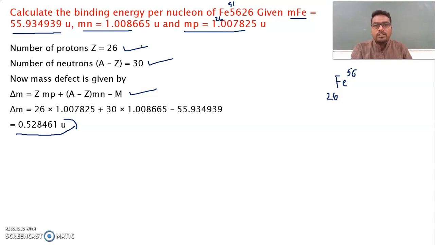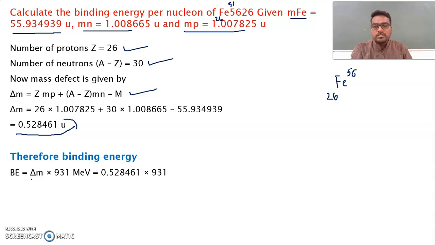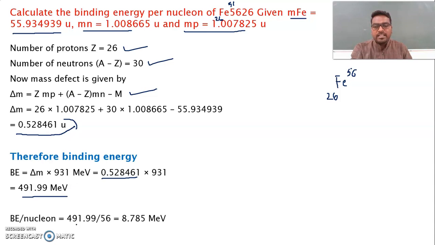So now we have to calculate binding energy. Binding energy is nothing but delta M into 931 mega electron volt. So delta M is 0.528461 into 931. So 491.99 is the binding energy of iron. And for the binding energy per nucleon, the total number of nucleons is 56. If you divide this energy by 56, you will get 8.785 mega electron volt.